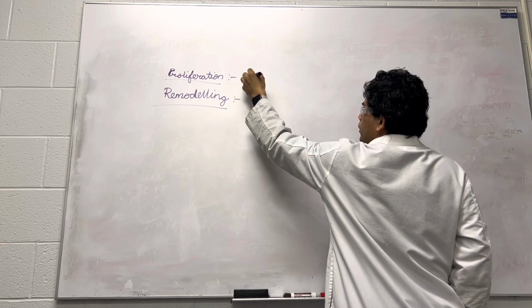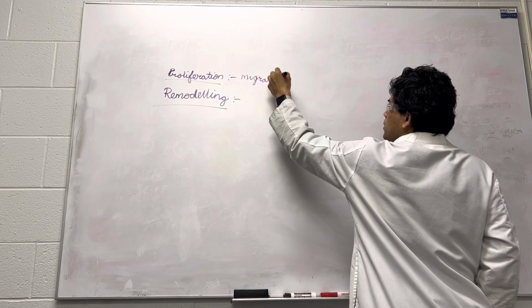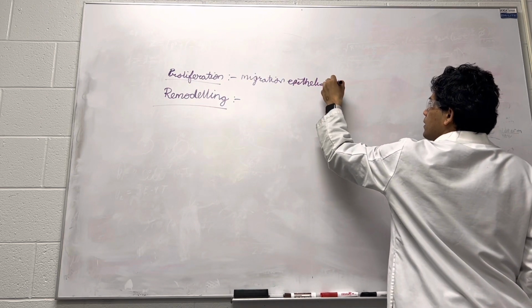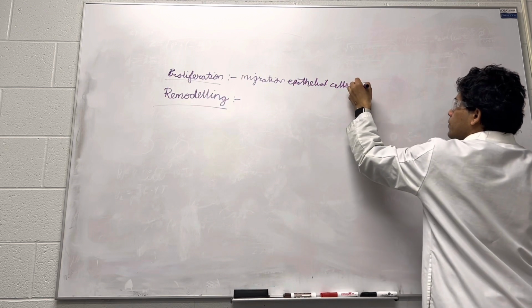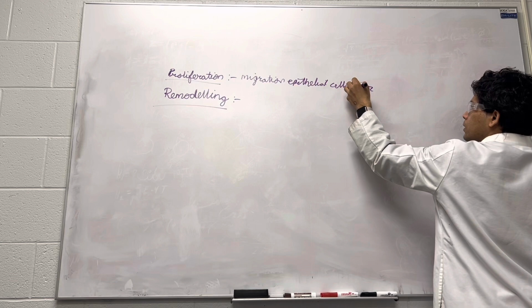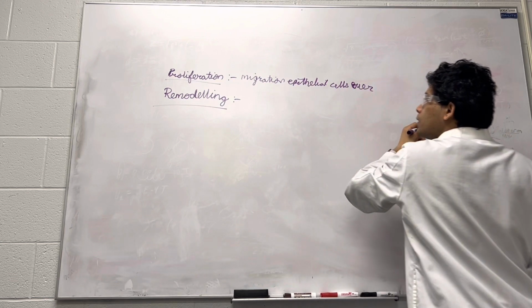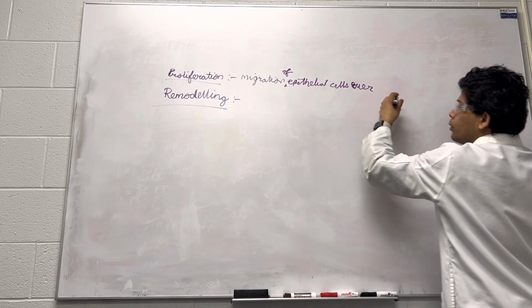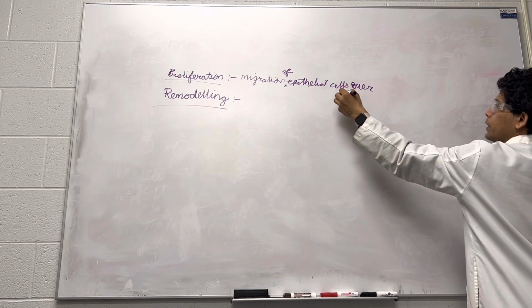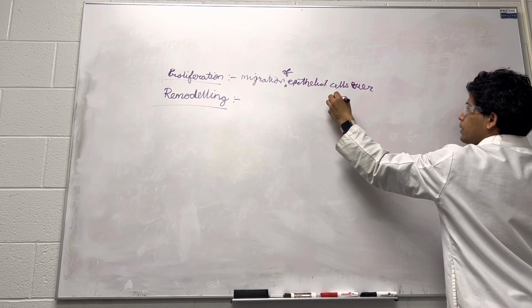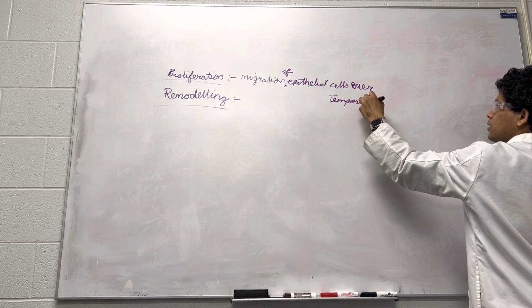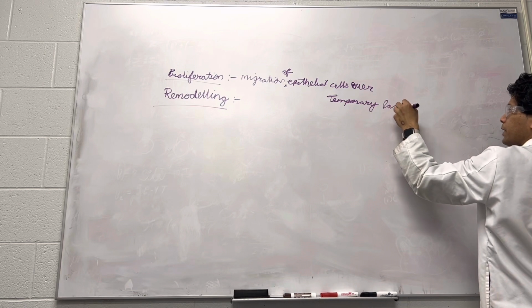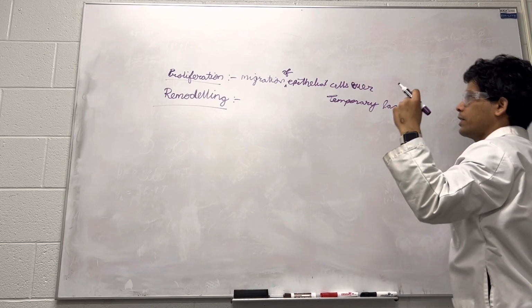We can say migration of epithelial cells over the temporary wound repairs, over the temporary layer that is formed in the first two steps.